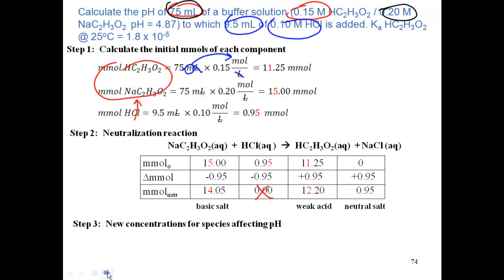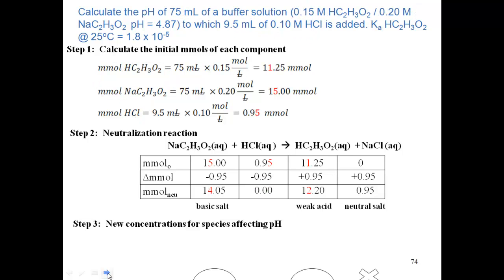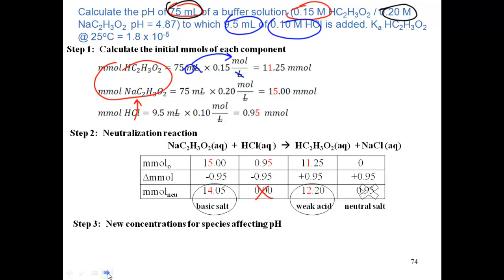What I want to do now is look at this basic salt, this weak acid, and neutral salt, and determine which one of those, if any or both, or all of them, is affecting the pH of the solution. Can a basic salt affect the pH of a solution? Yes, it's adding basicity to it, so that's something I got to worry about. Can a weak acid affect the pH of a solution? Yes. Can I add acidity to the solution? Can a neutral salt affect the pH of a solution? No, it's neutral. So I got to worry about the basic salt and the weak acid. I don't have to worry about the neutral salt, so I'm not even going to worry about that.